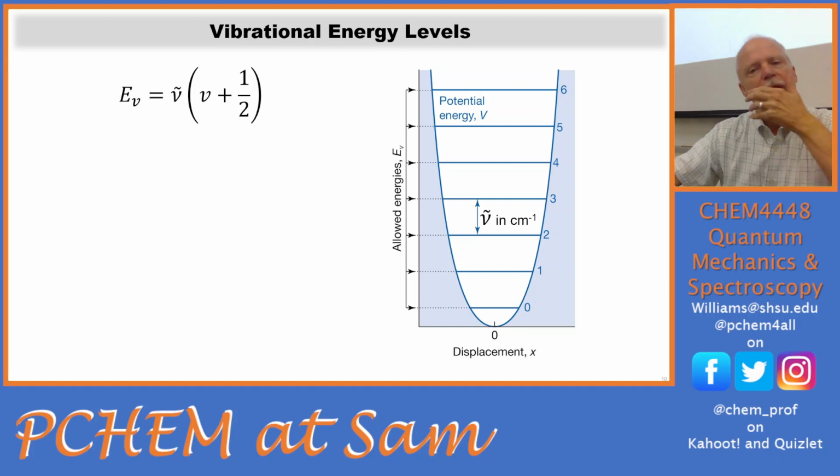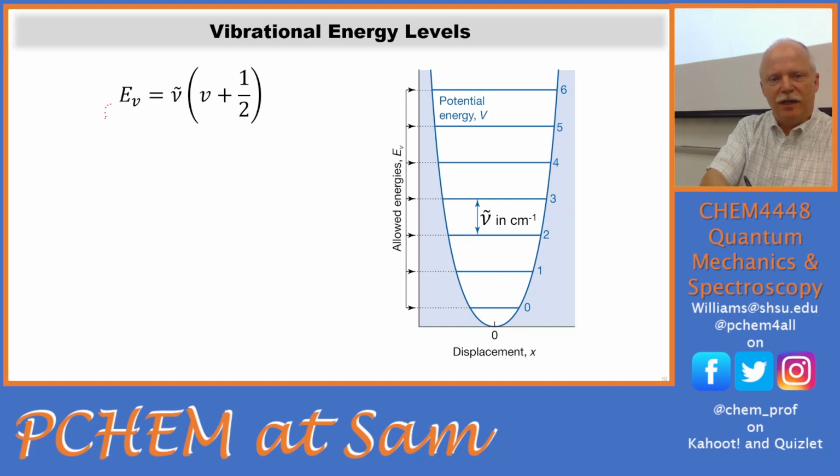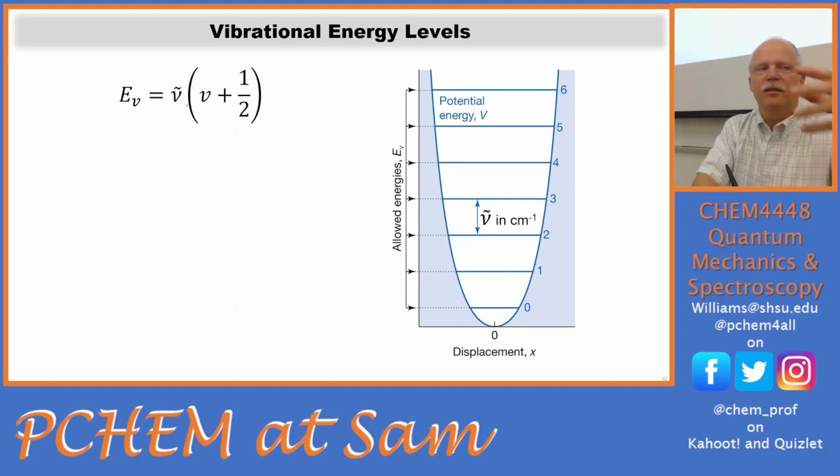Okay, so here's the energy equation. It's the vibrational frequency times the vibrational quantum number plus 1/2. In my earlier notes, this was N. All my quantum numbers were N. But now as we're getting into real spectroscopy, every little quantum number is different. Vibrational quantum numbers are V. Rotational quantum numbers are J. There is no quantum number for molecular orbitals. We just label them with their symmetry.